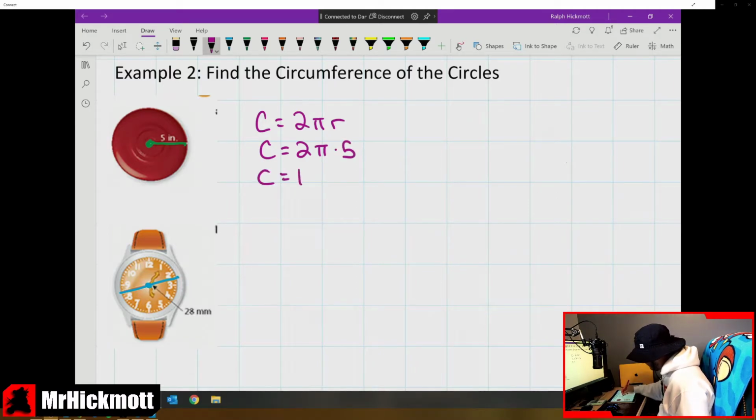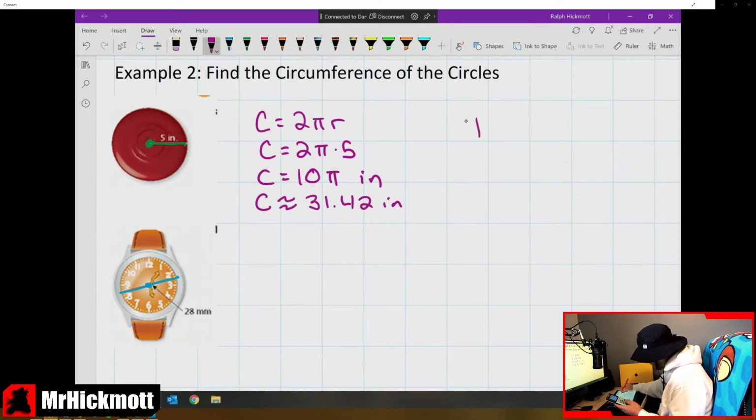And then I usually multiply the numbers together and put the pi right afterwards. Technically, this is called pi form. You can leave it as this, 10 pi inches, because that's an exact answer. But if we're going to approximate it, when I put it in my calculator, I'm going to use this little approximation symbol, it comes out to be 31.42 inches. I expect everyone to round to the nearest hundredths, usually when we're doing these type of problems.